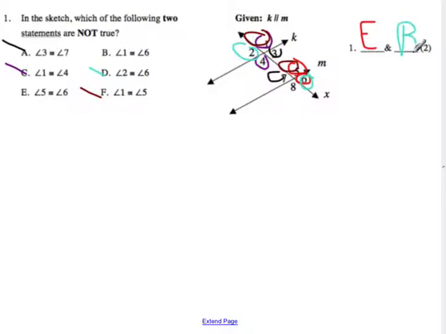So that means that B cannot be true, which is angle 1 and angle 6. They're both on the outside, but they're not on alternate sides of the transversal, so they're actually not related, which means we can't say that they are congruent. So E and B are your answers for number 1.